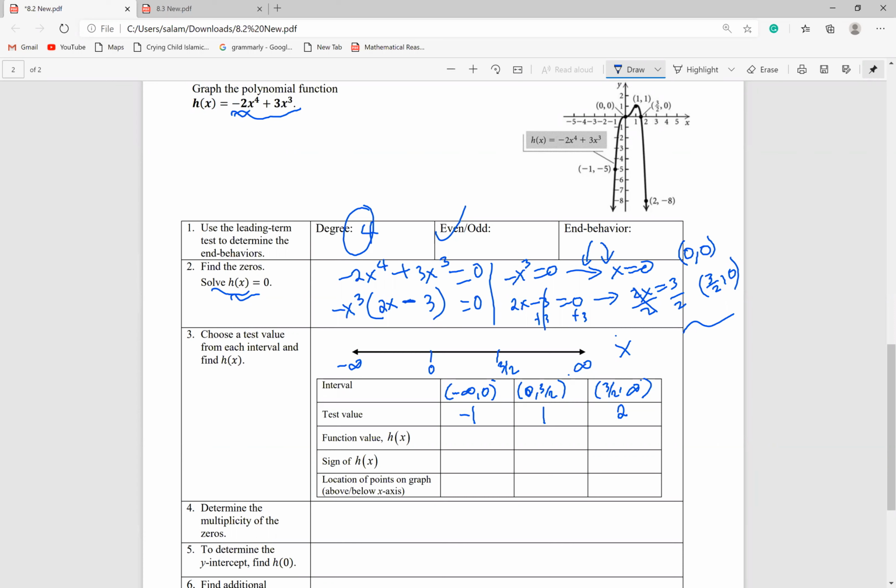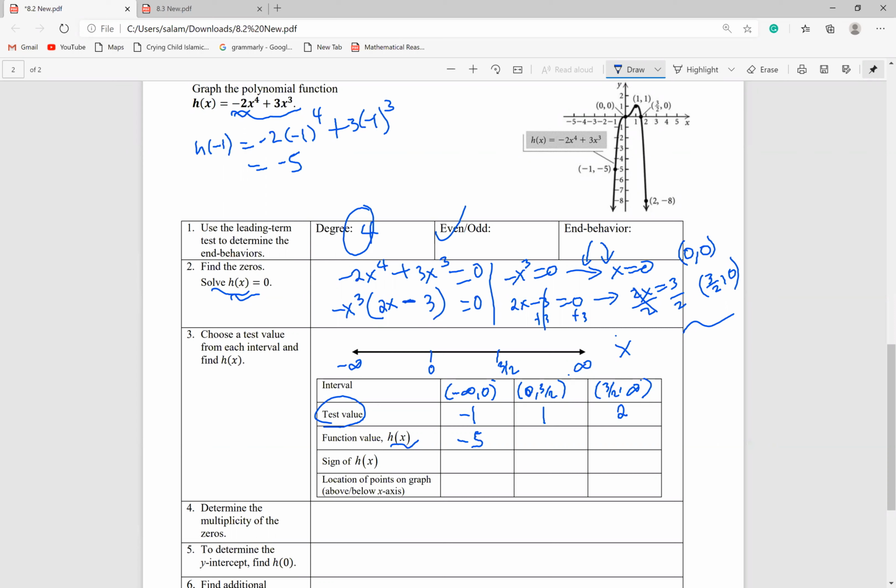Then after that, we're asked to find the function value h of x, which is more like your y. So now we can find h of -1. We're going to have -2 times -1 raised to the power 4 plus 3 times -1 raised to the power 3. When you work that out, you should get -5. So this will be -5. Just like I said, these are the x values that we actually assume.